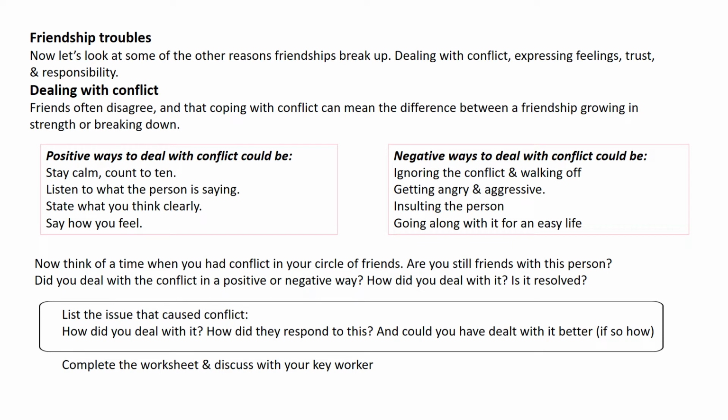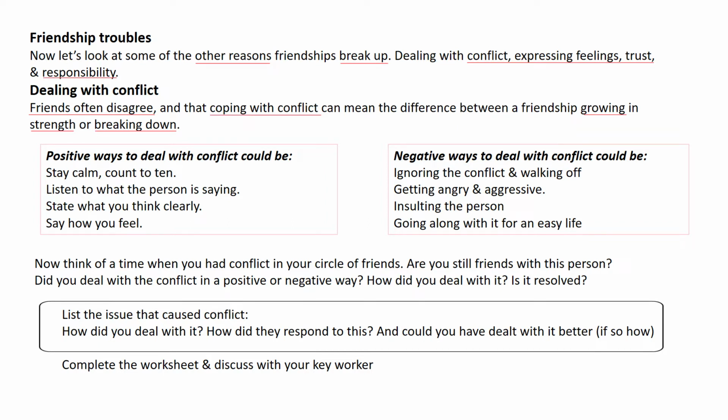Friendship troubles. Now let's look at some of the other reasons friendships break up. Dealing with conflict, expressing feelings, trust and responsibility. Dealing with conflict. Friends often disagree, and coping with conflict can mean the difference between a friendship growing in strength or breaking down.